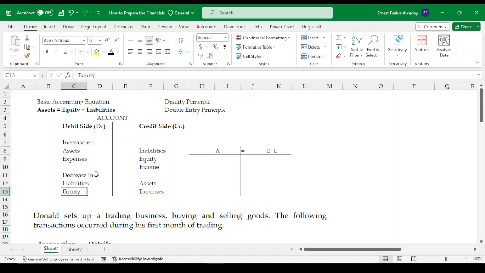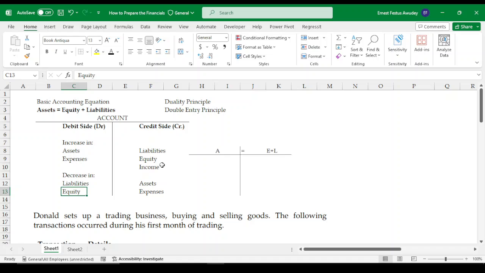So let me try and summarize whatever I just said. Whenever your assets and your expenses are increasing in a particular transaction, you are going to put the value of that transaction in the debit side of the account. Whenever your liabilities, equity, or income in a particular transaction are increasing, you are going to record it at the credit side of the account you are going to open.